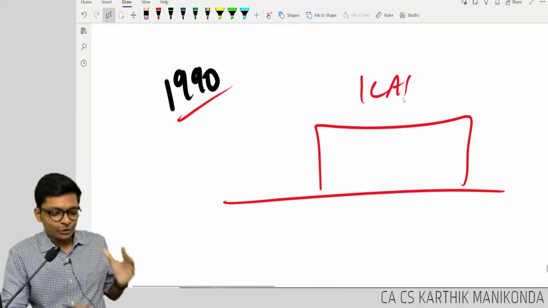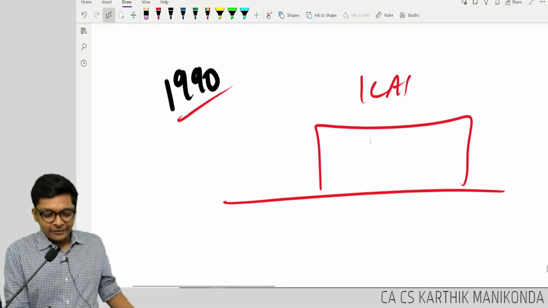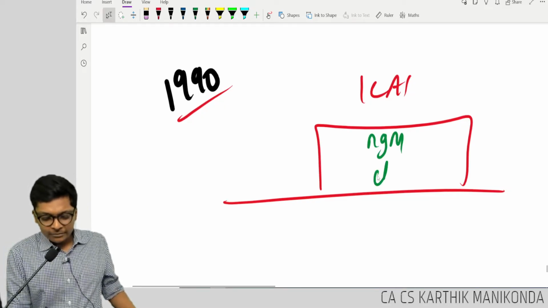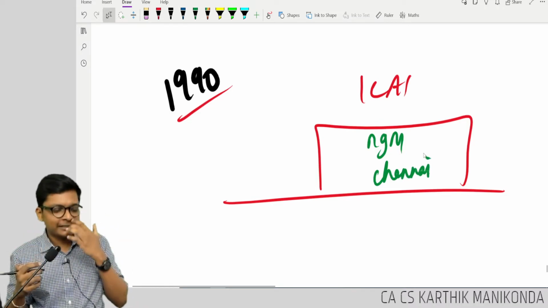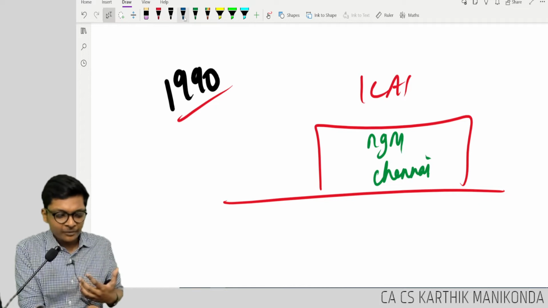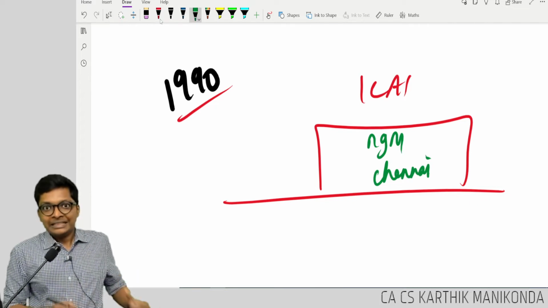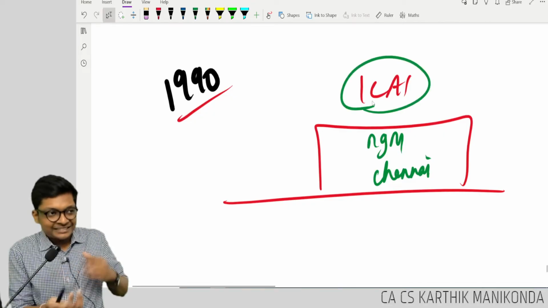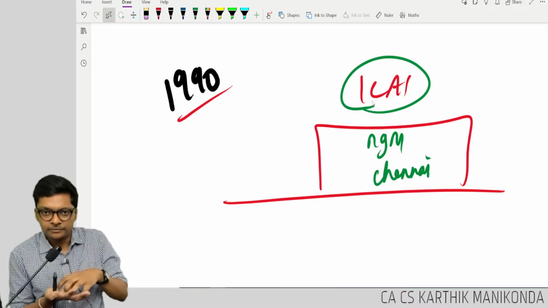Doing time travel and going to ICA in 1990 also. Okay. ICA, let's say we go to Nungambakam, Chennai. ICA, the same building. Everybody has gone there at least once. If you are from Chennai, not from Chennai, when you come here, do sightseeing. Okay. Now, Nungambakam, Chennai ICA is the center, that location, that road is a center hub, correct?